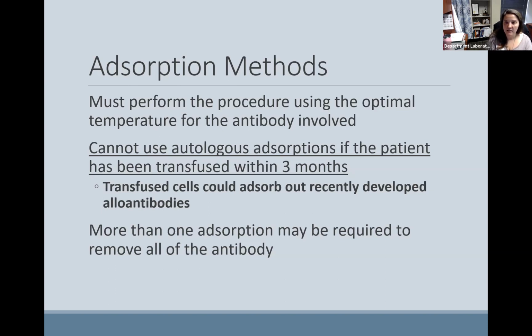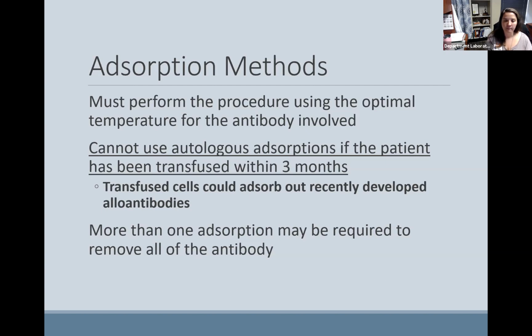And like we mentioned, you guys do not forget this. This is a really good board question. You cannot do an autologous absorption if the patient has been transfused within the past 3 months. And again, the reason for that is because those donor cells are still in circulation. Remember, the purpose of an absorption is we're trying to absorb out that patient's auto so we can identify any underlying antibodies. But if that patient has been recently transfused, those donor cells might be antigen positive and could also absorb out that allo antibody. Okay, so then we could misidentify the presence of any allo antibodies.